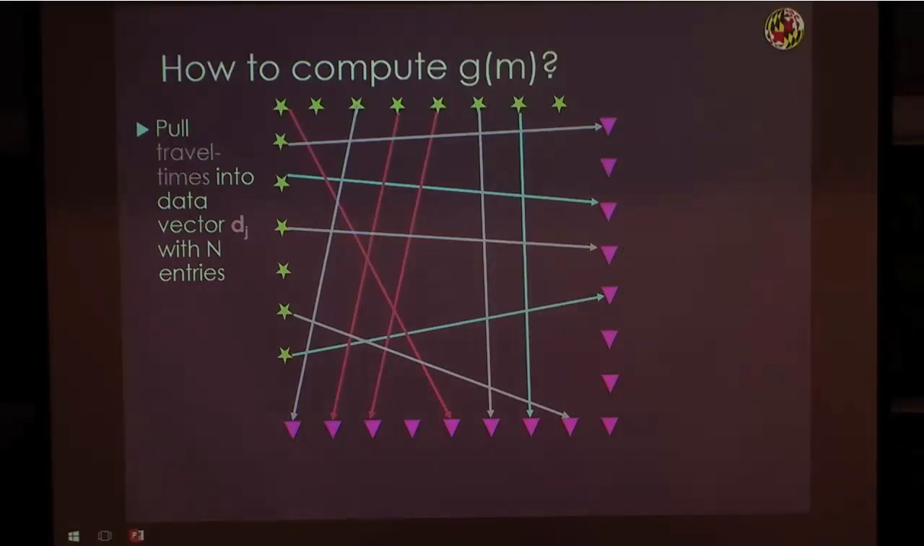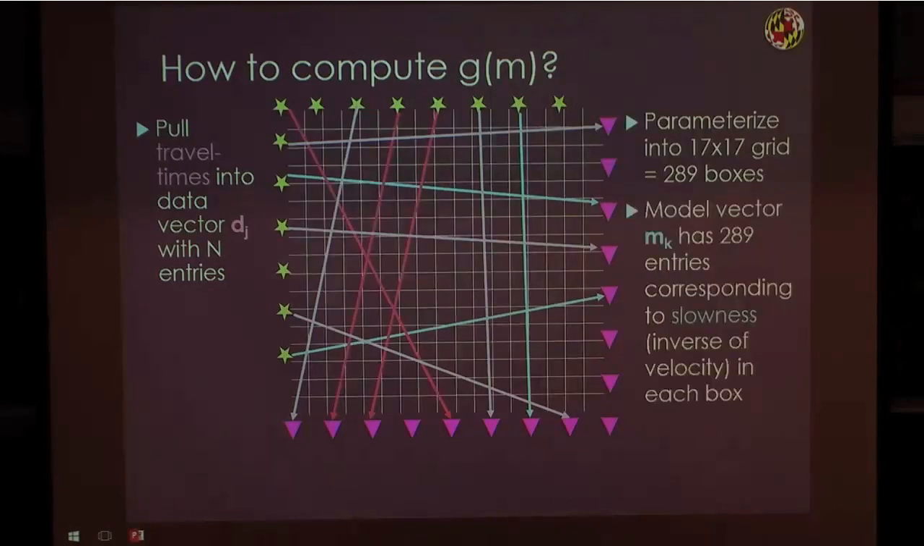And then you have to say, okay, I have this D. My next ingredient is how do I predict the travel times given some model. For example, we might choose to parameterize this problem into a bunch of boxes. We have to do a parameterization of some kind. Here I drew, I think, 17 by 17, unless I miscounted. If it's 17 by 17, I have 289 boxes. So the model vector M has 289 entries. It's just a column vector with 289 entries.